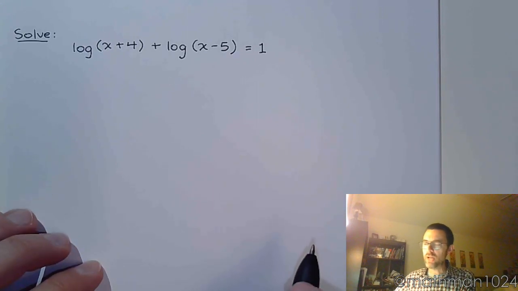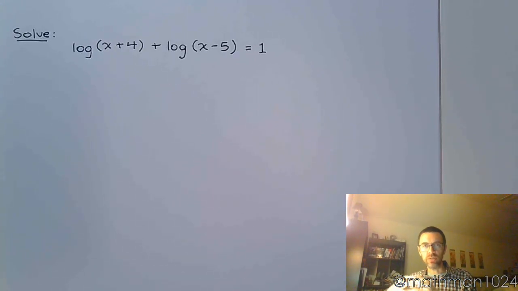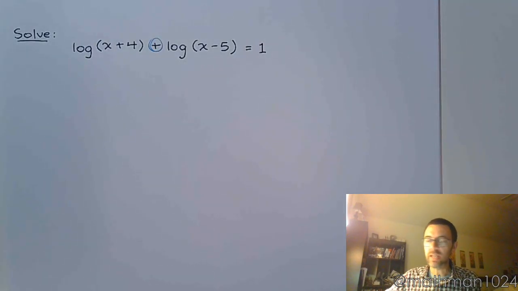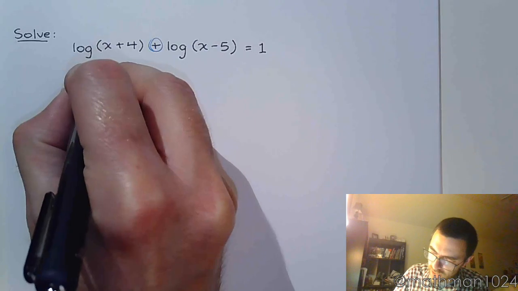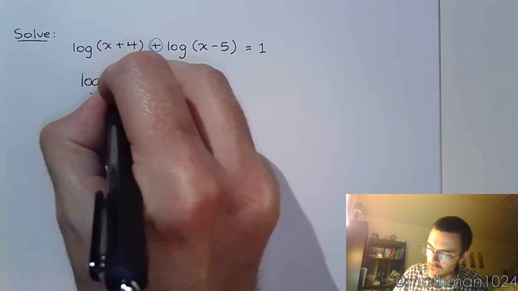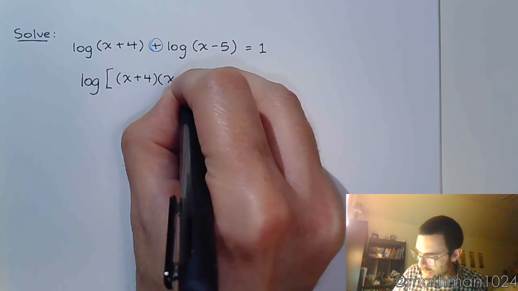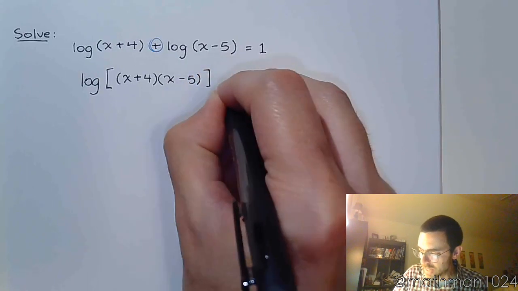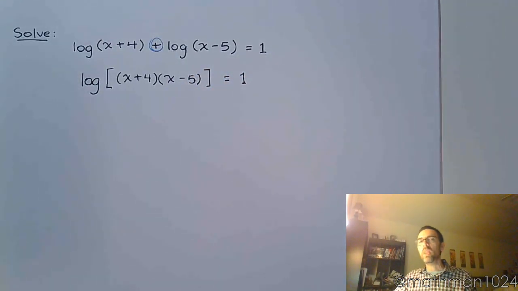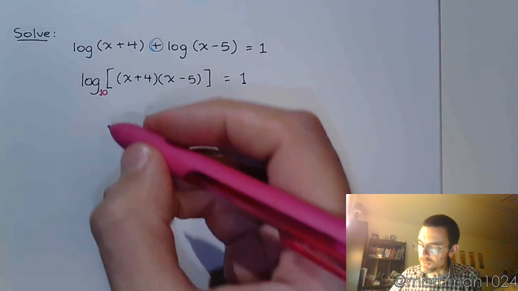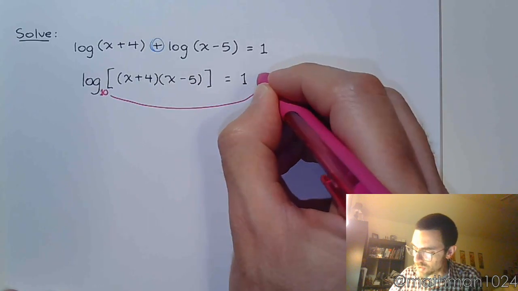See, right now, I don't have a condensed log. I have two separate logs. But one of the properties that we had is that when you have addition, the addition of logs can come together as the product inside these two logs. So we can say log of the product x plus 4 times x minus 5, and this is equal to 1. And once we do this, it's very similar to the last question that we just did. But you need to understand that this is understood to be a base of 10. And as a base of 10, we're going to turn this into something that's exponential.